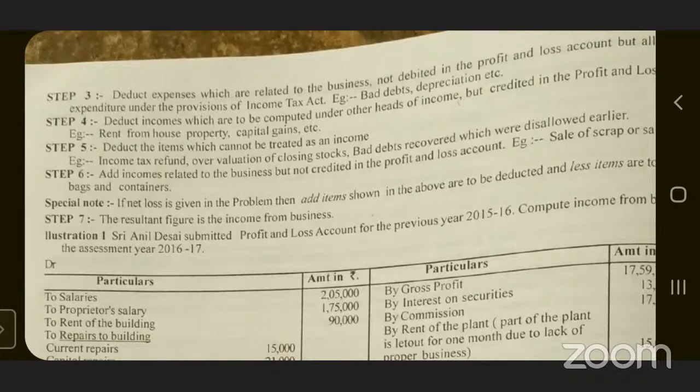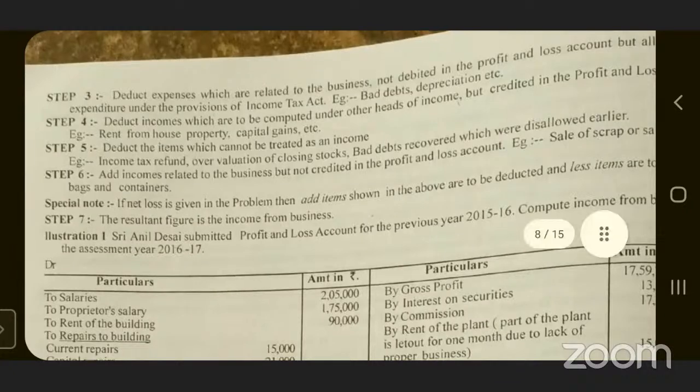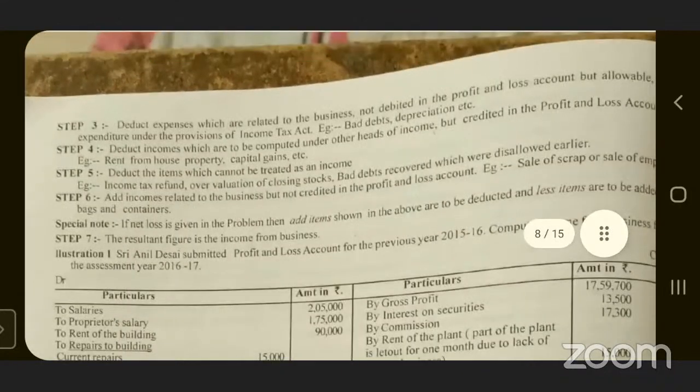Next, step 6 is add incomes related to the business but not credited in the profit and loss account. Definitely we have to add those. Otherwise, we will not come to know about the actual income arising out of the business. So, after adjusting all the steps, we will be getting the figure which is step 7. The resultant figure is the income from business. So, these are the steps to be followed while calculating the profits or gains from business or profession.